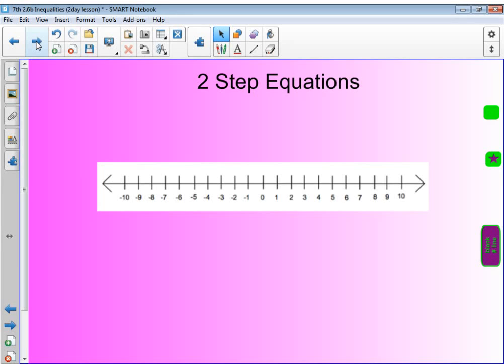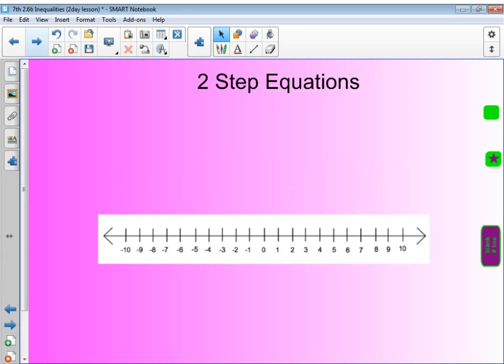On day one, we worked with graphing one-step equations. Today, we're going to go ahead and work through two-step equations and graphing those out. So the first thing that we have to do is work to isolate our variable and get it back down to a one-step inequality like we worked with yesterday.